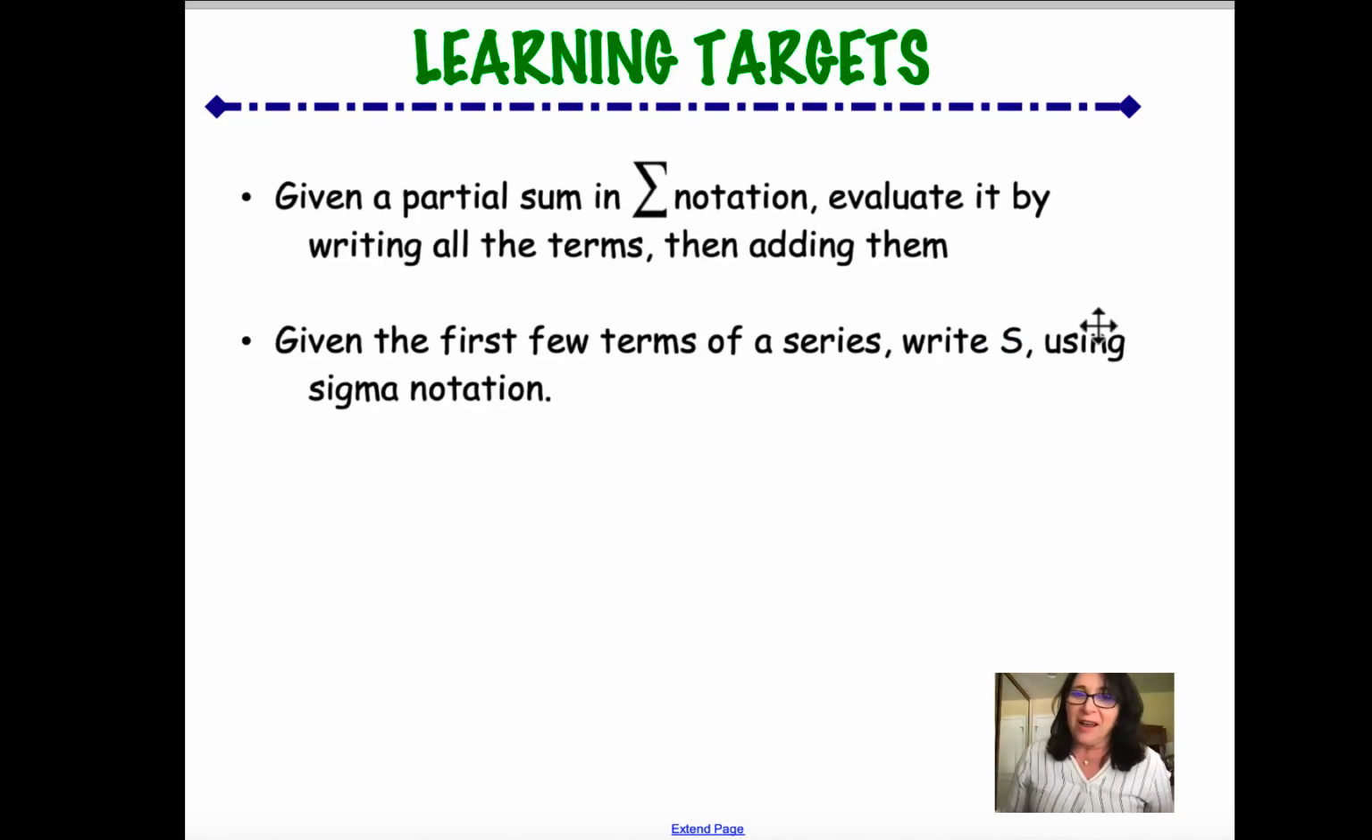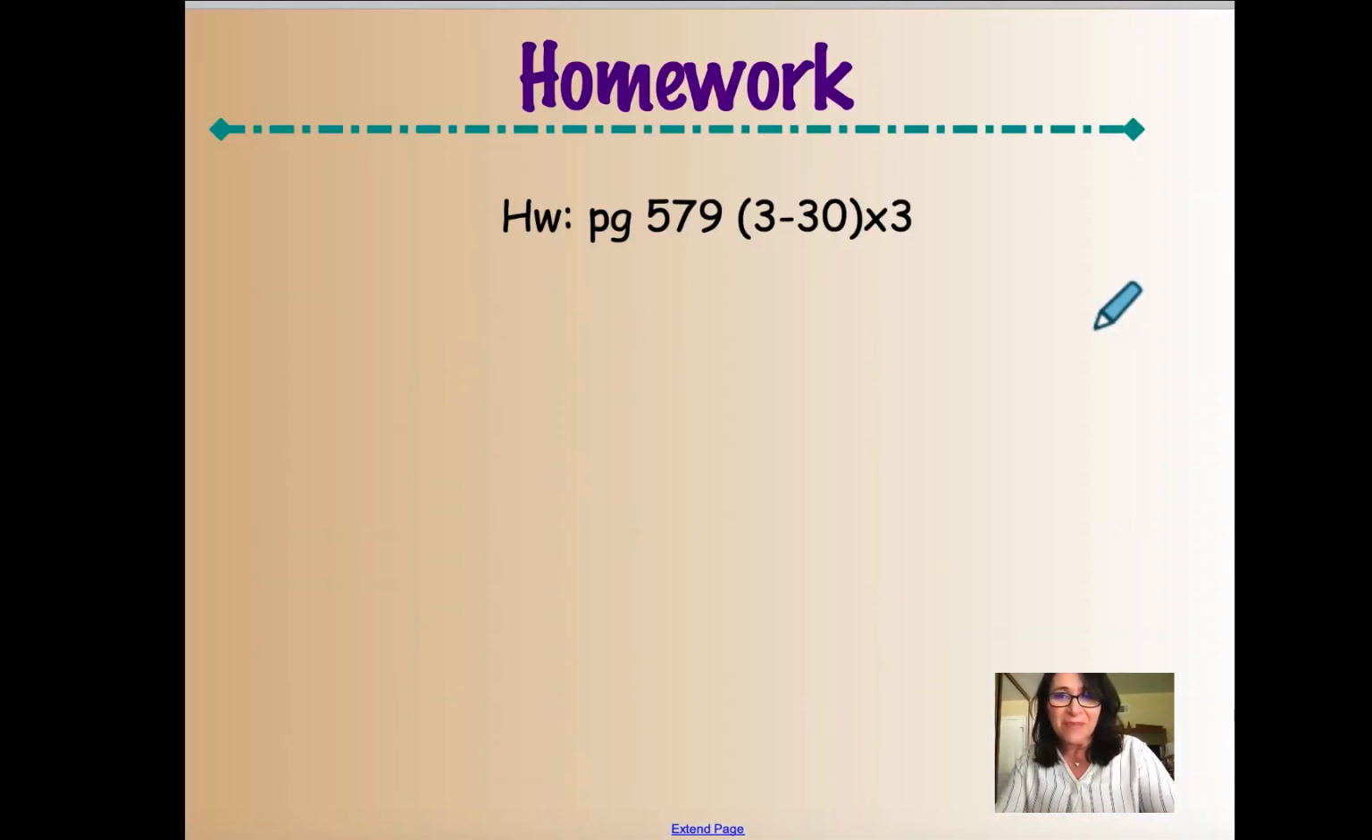That's it for today. Given a partial sum, use sigma notation, evaluate writing the terms and adding them. And given the first few terms of a series, you need to be able to write the sum of that series using sigma notation.